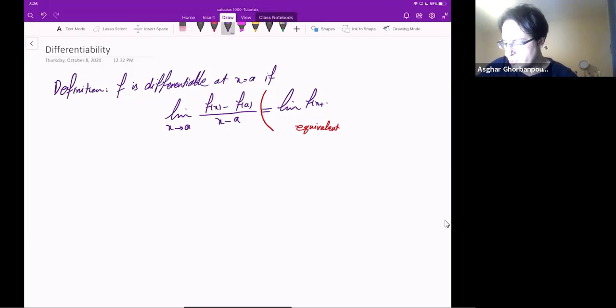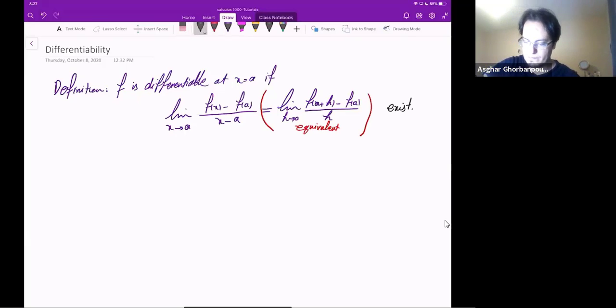f of x plus h, f of a plus h minus f of a over h as h goes to 0. Either that limit or the other one, it doesn't matter. Those are going to give you the same thing. The limit exists. So that is the definition. That is when we say that the function is differentiable at that point.